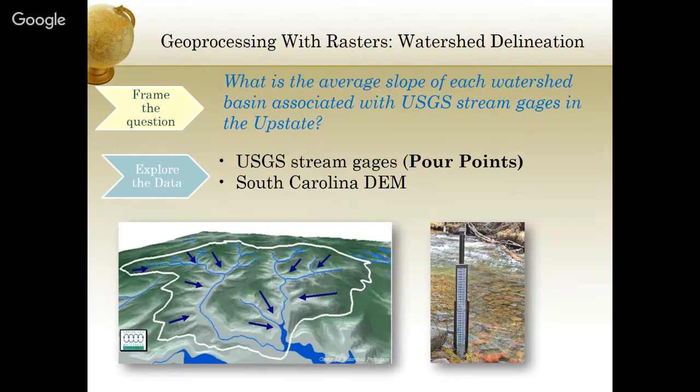So I have points that mark the location of the USGS stream gauges. These measure flow in a river and other parameters. You can delineate the area that drains to a particular stream gauge, or the watershed, using specialized tools.